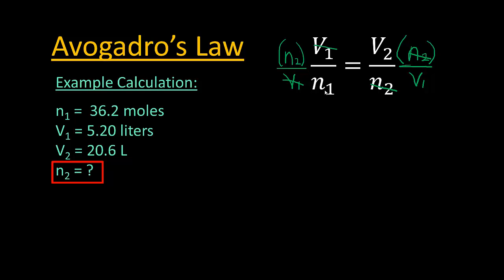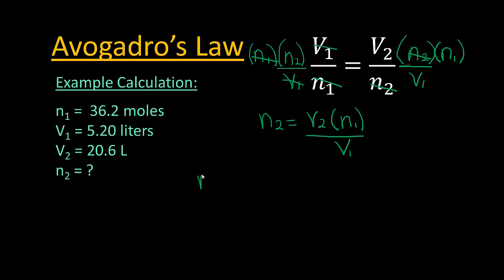N2 divided by N1, they're divided, so I need to do the opposite, and I need to multiply both sides by N1. I have an N1 divided by an N1, so they cancel and go away, and I have no other variables over here except for N2. So our formula looks like N2 is equal to V2 times N1 divided by V1.